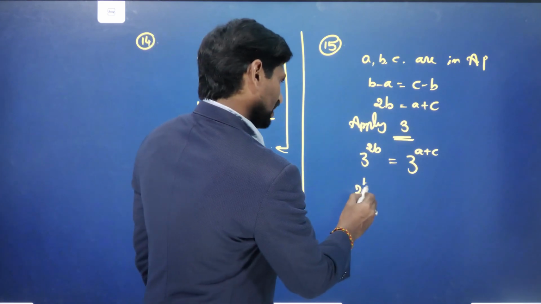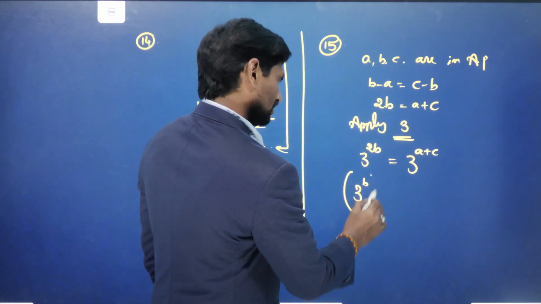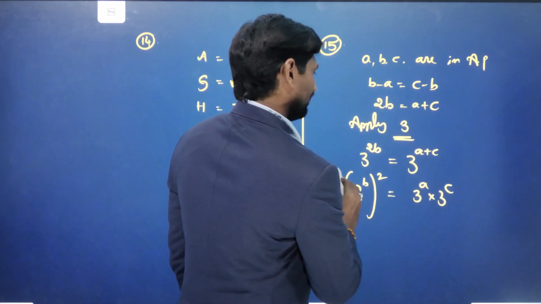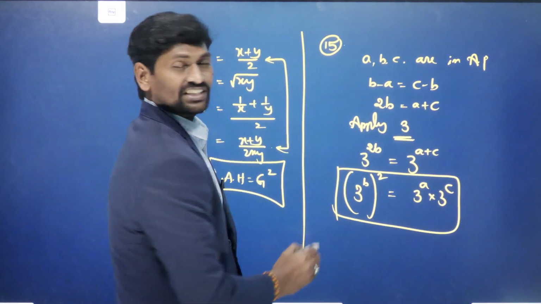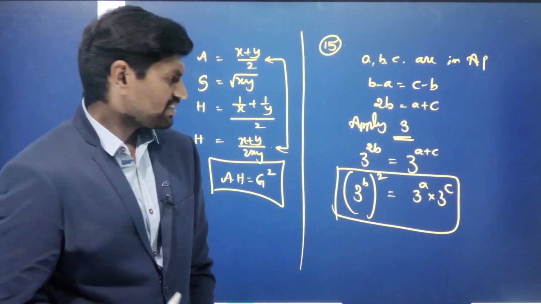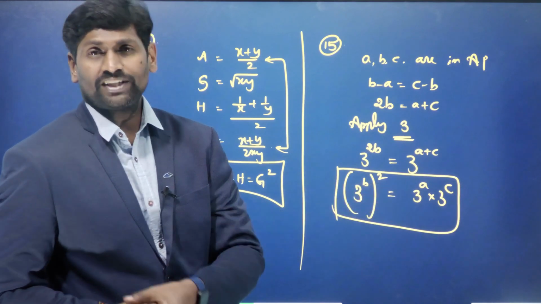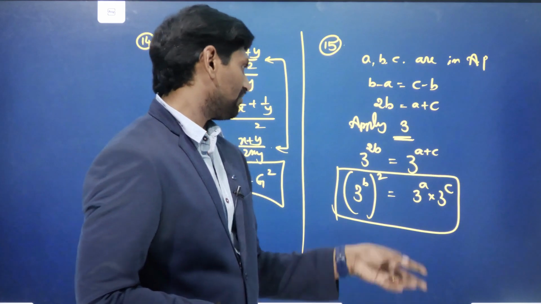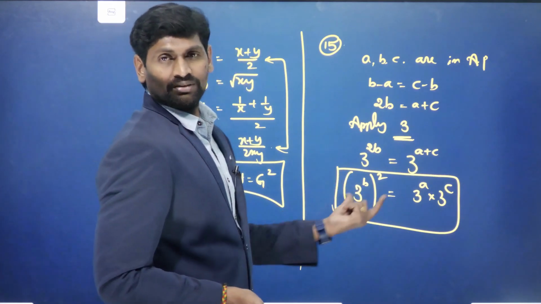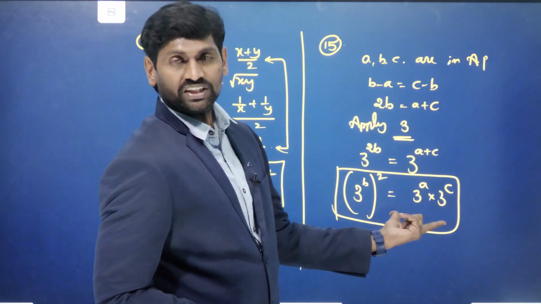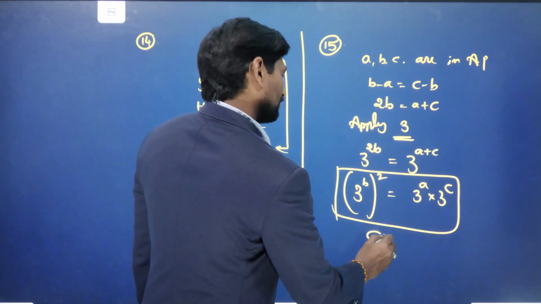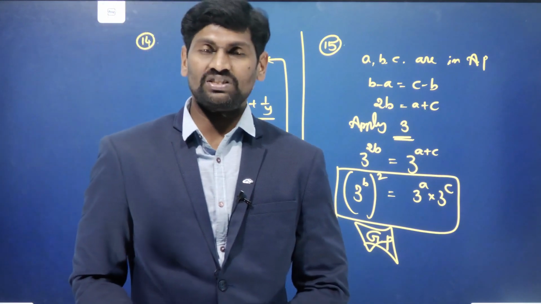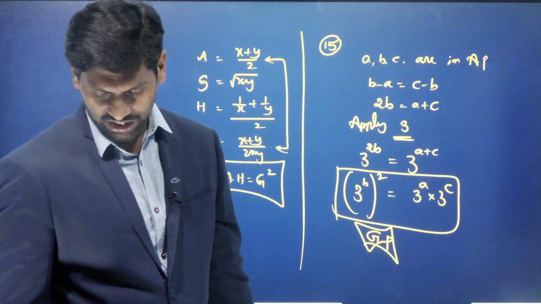So try to write this one: (3 power B) whole square equals 3 power A into 3 power C. Can we write 3 power A plus C as 3 power A into 3 power C? Yes, we can, by using the law of exponents, a power m plus n can be expressed as a power m into a power n. It looks like the middle term square equals the product of the first term and last term. It is in GP, geometric progression. Therefore 3 power A, 3 power B and 3 power C are in geometric progression.